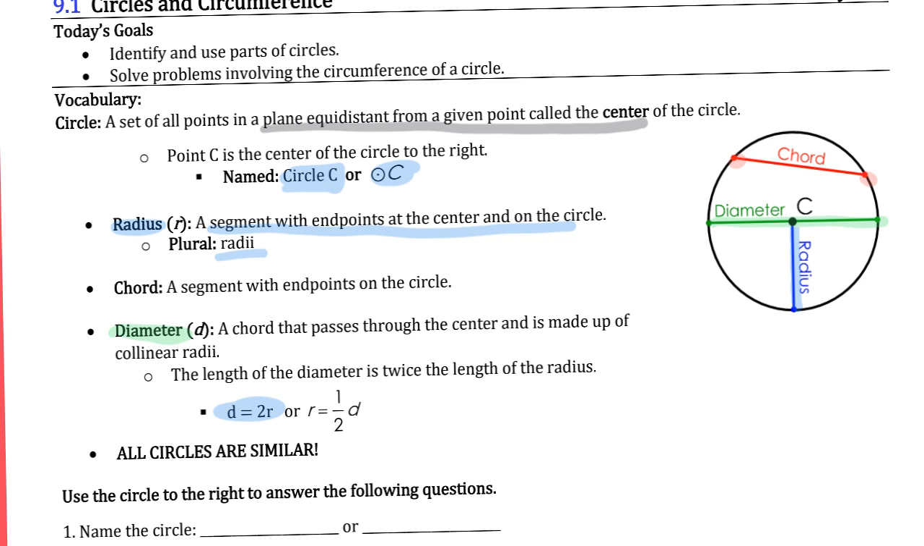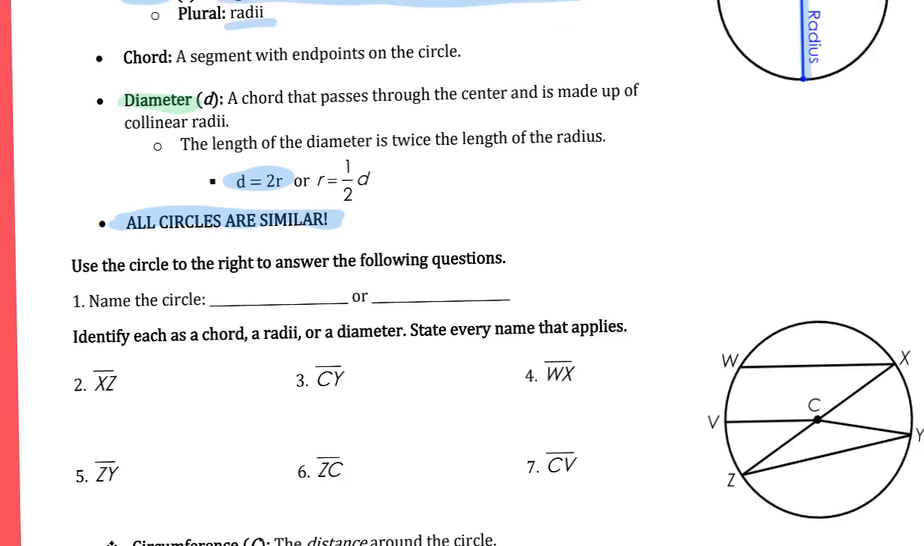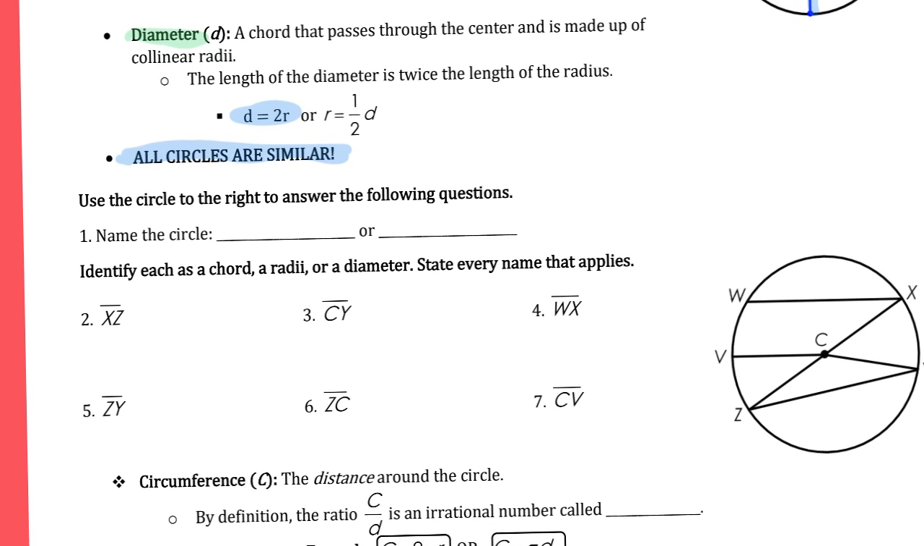Also, all circles are 360 degrees. They're similar to each other. Okay, remember we talked about similar figures and the qualifications for that. Well, these are all 360 degrees. They're all similar to each other. To be congruent, the radii have to be congruent between the two circles. Naming the circle to the right, okay, this would be circle C. You can either write it as circle C, or you could write a circle and then write C.